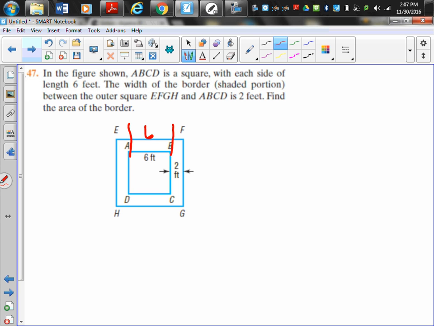So how much is it from E to F? E to F, right here, is 2. So E to A is how much? 2. So what is the length of the line segment EF? 10. That is a very common mistake that students make, because they'll add this 2 on one side instead of adding it to both.